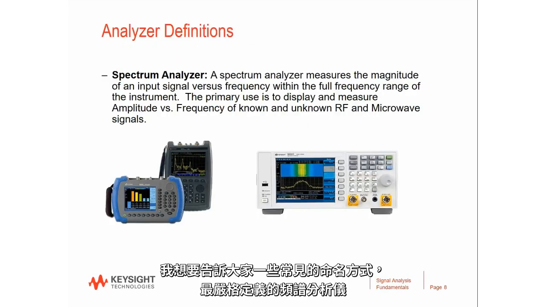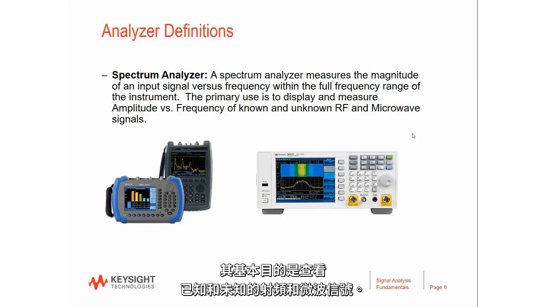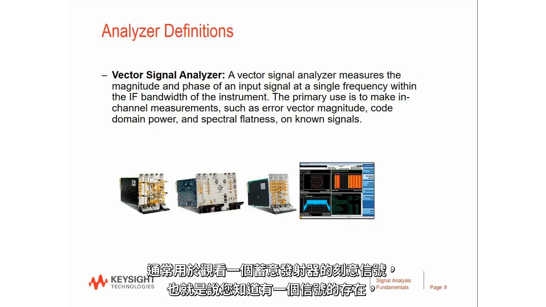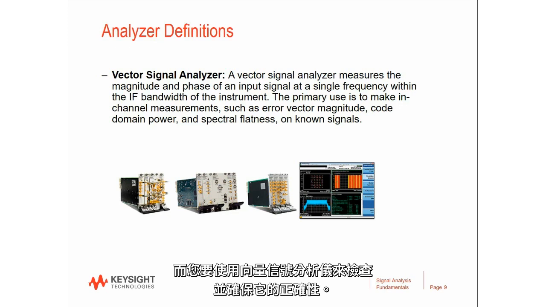I just want to pass over a couple of naming conventions that folks sometimes use. A spectrum analyzer, in the strictest sense, is meant to be an analyzer that shows you input signal amplitude versus frequency. And its fundamental purpose is to look at both known and unknown RF and microwave signals. I'm going to contrast that with a vector signal analyzer. A vector signal analyzer is meant to study modulation. This is usually used to look at an intentional transmitter, an intentional signal that you know there's a signal there, you know what it's supposed to look like, and you're going to use a vector signal analyzer to check and make sure it's doing the right thing.